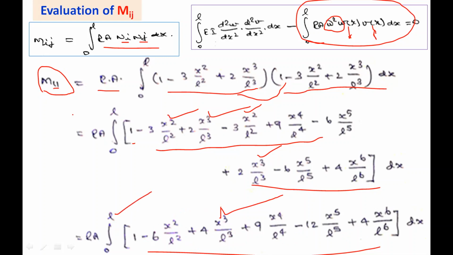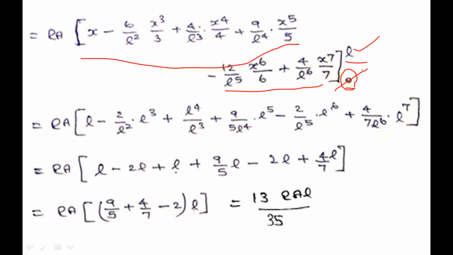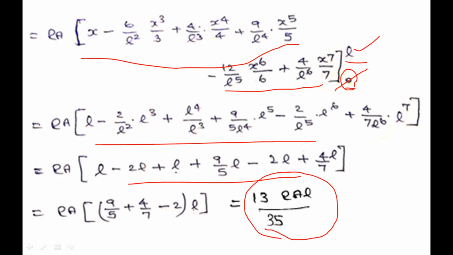We will get the first element m11. After integration, these are the terms. Then you have to apply the lower limit and upper limit. Lower limit is 0, you need not worry about the lower limit. You apply only the upper limit. After applying x equal to L everywhere, we are reducing all the terms. So finally we are getting the m11 term like this, that is 13 rho AL divided by 35.